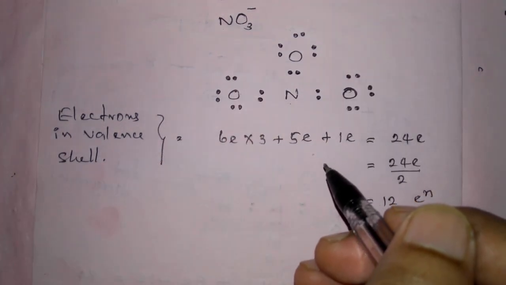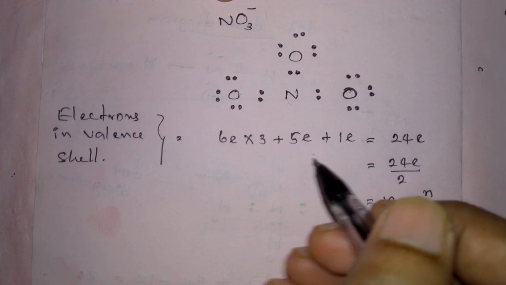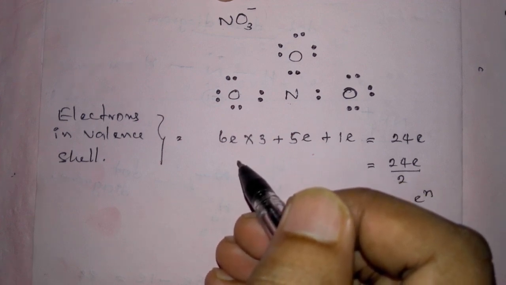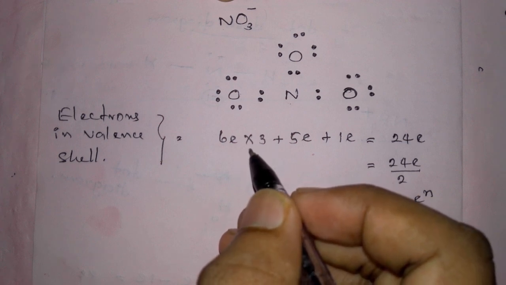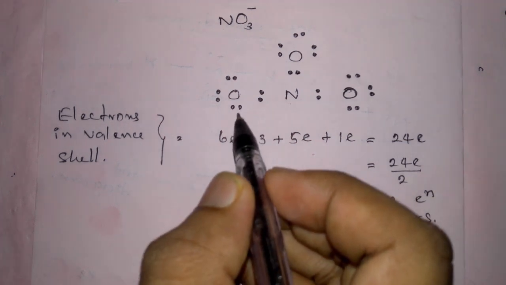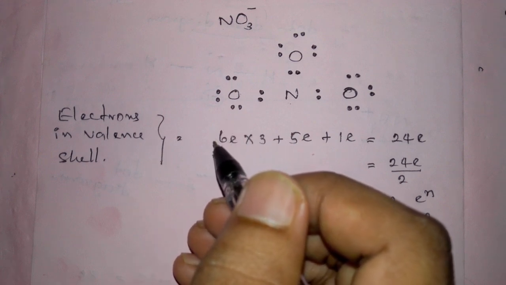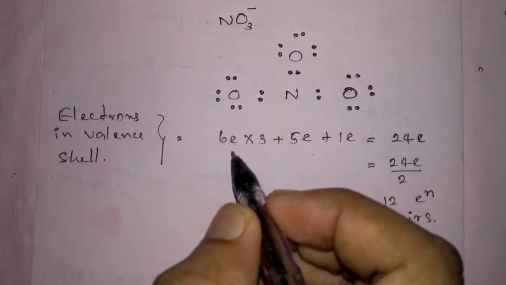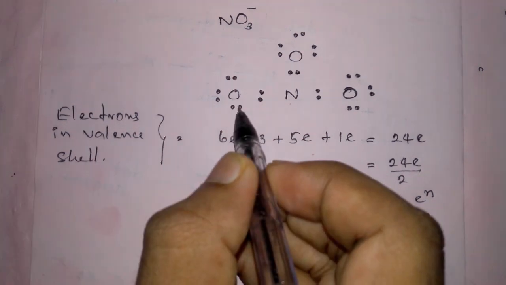Next point is the finding of formal charge. Formal charge is the difference between electrons in valence shell before the formation of bond and after the formation of bonds. So let's calculate the amount of electrons in each atom before the formation of bond and after the formation of bond. Let's consider about the oxygen.